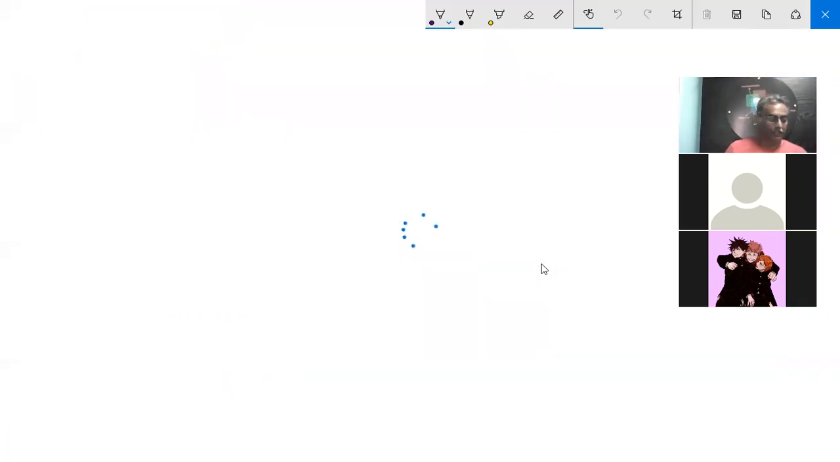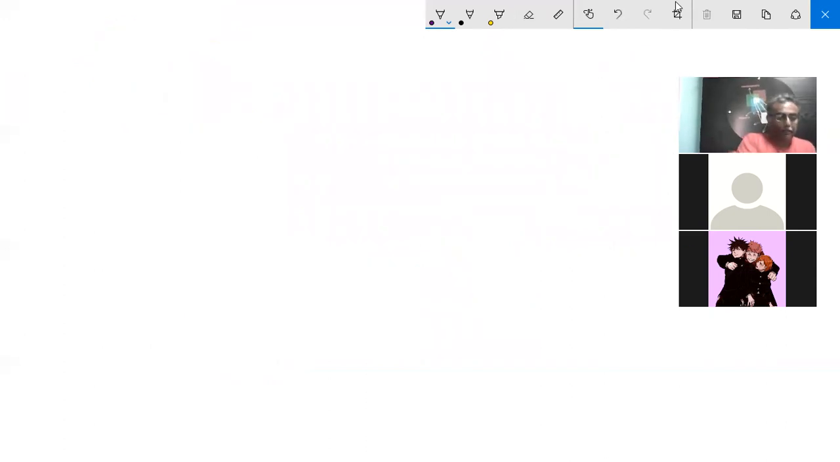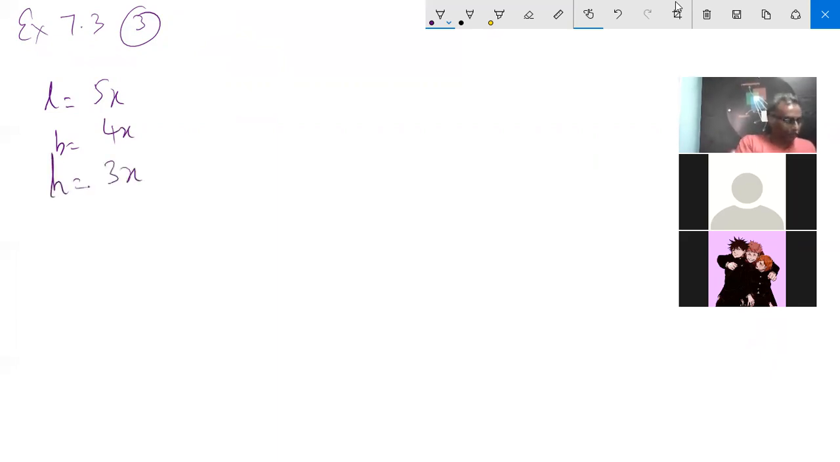Okay. Third sum also we will do. Let us do third sum now. Exercise 7.3, third sum. Okay. The length and breadth of a chocolate box: length is equal to 5x, breadth is equal to 4x, and height is equal to 3x. Okay. Volume is 5x into 4x into 3x, which is 7,500 centimeter cubed.